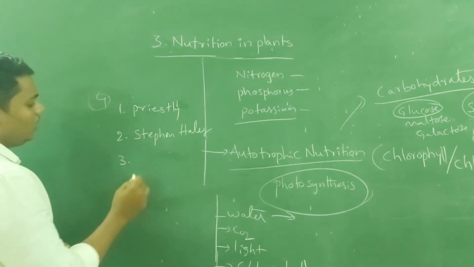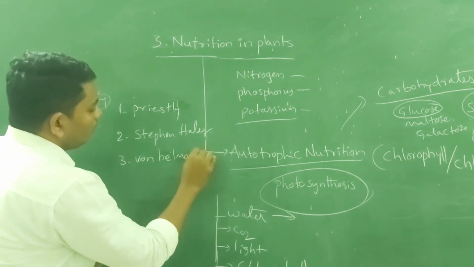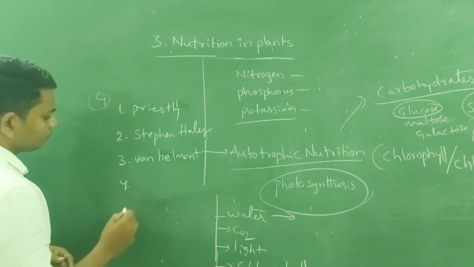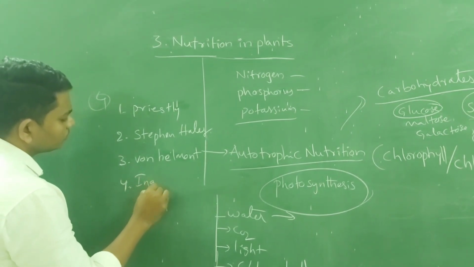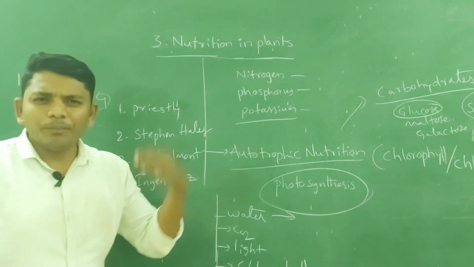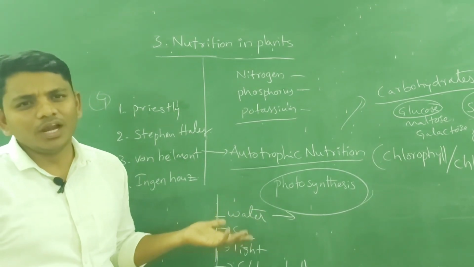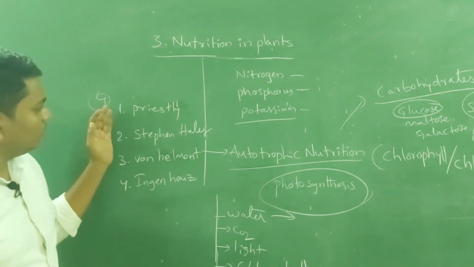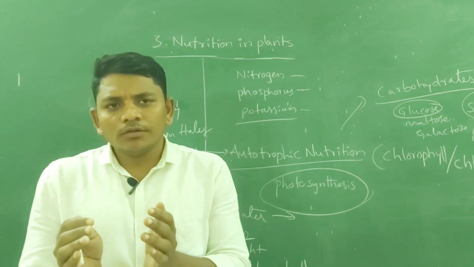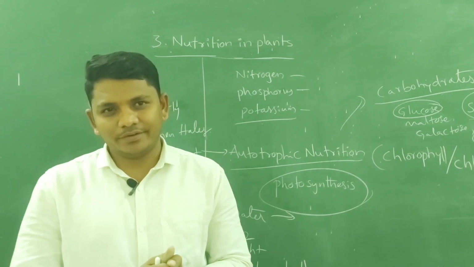Third one is von Helmont. Fourth one is Ingenhousz. A number of scientists worked on the photosynthesis process in plants, but here I would like to mention only 4 things. Priestley said that animals are producing many types of contaminants into the air.